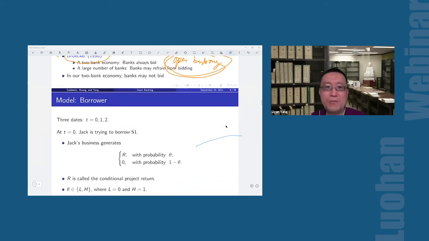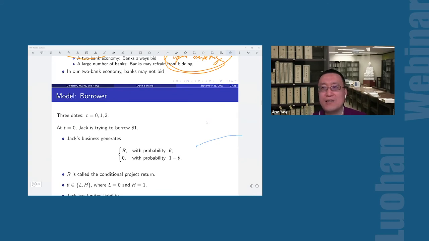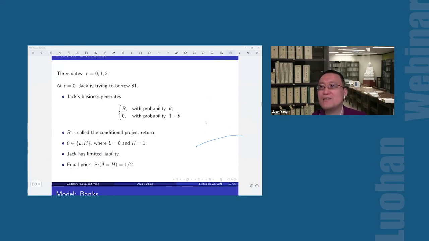Now I'm going to move on to the boring part, the model part. So this will be the model setup. We have three dates, date zero, date one, and date two. At date zero, there's a borrower. The borrower, we call him Jack, tries to borrow $1. And this borrower has a product.